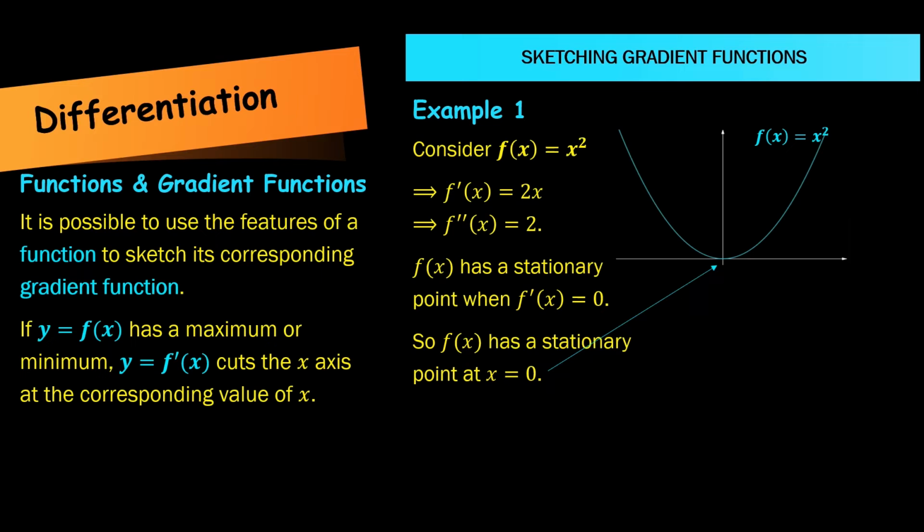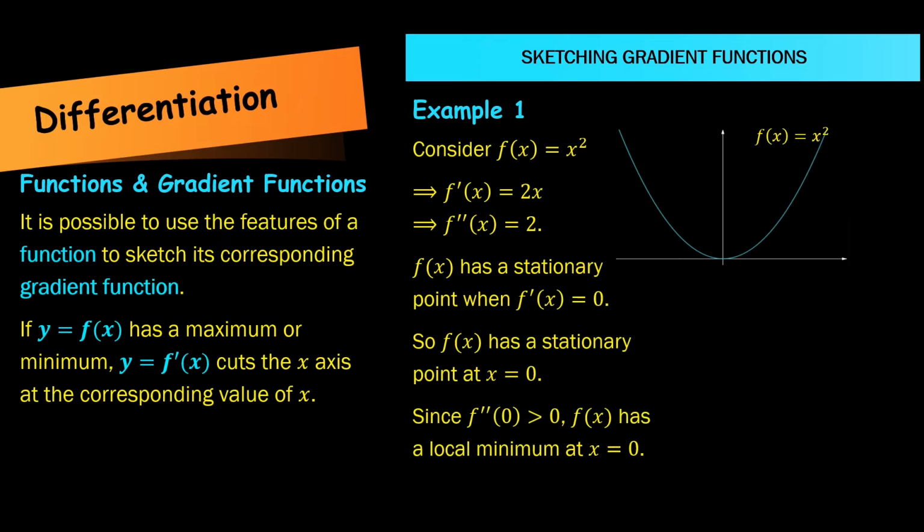Here. Now, since f double dash of 0 is greater than 0, f of x has a local minimum at x equals 0, as shown here.